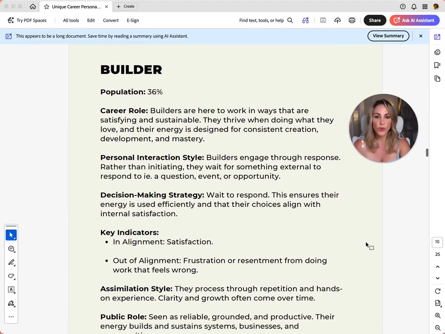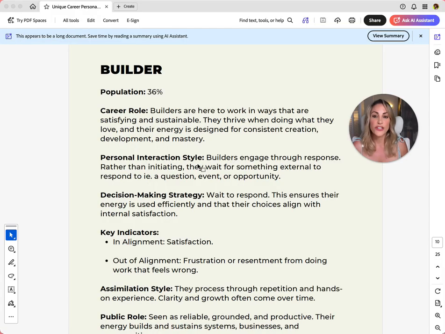The builder wants to go A, B, C, do things in order. The express builder wants to go faster and skip steps, which you're able to do, and do it very well and balance multiple things at the same time. So the builder is here to work in ways that are satisfying and sustainable, and to do things that you love and you're passionate about, and you can be very consistent with that energy creation because you have this literal battery to do sustained work.